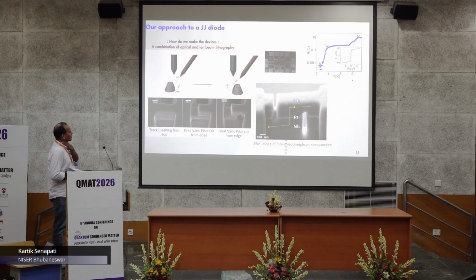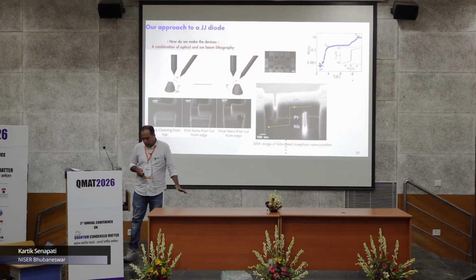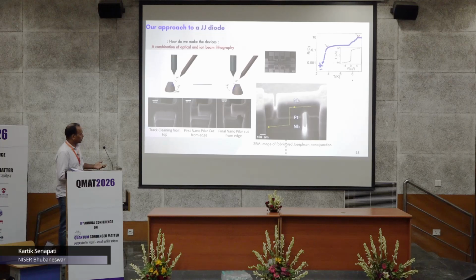Now the device fabrication. We start with a multilayer, meaning three layers: niobium, platinum, niobium. We combine optical lithography and focused ion beam lithography to make these devices. This is the active area of the device, basically this part, and it is roughly 200 to 300 nanometers, if you look at the scale of about 300 nanometers. This is tedious work, but students have managed to do this.